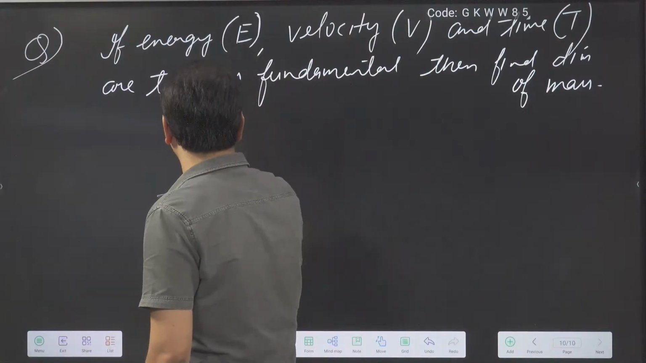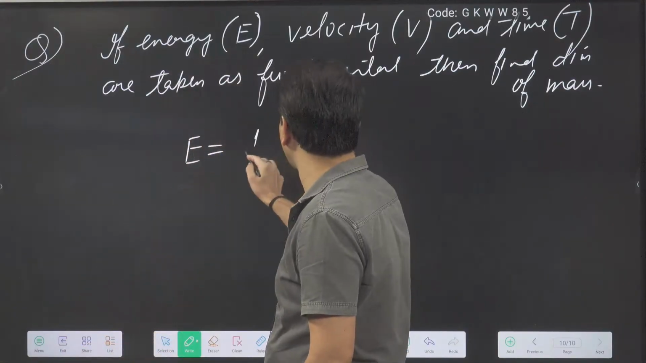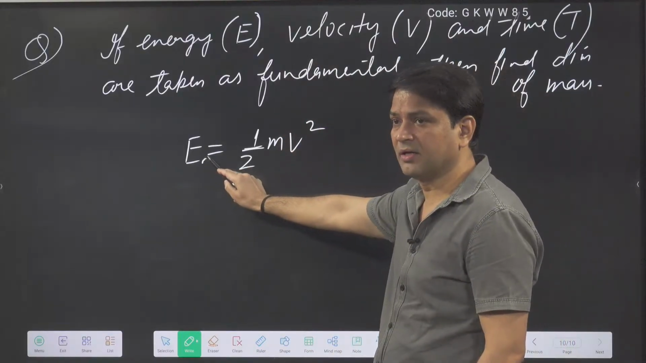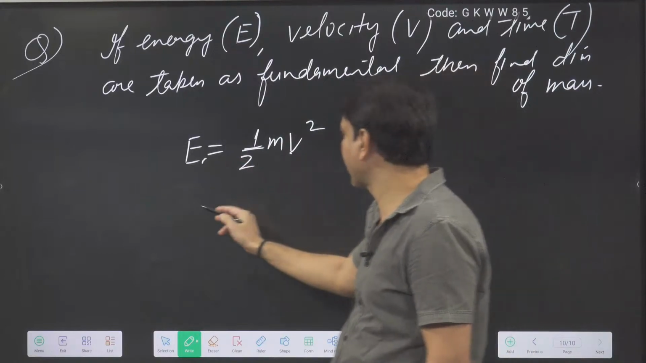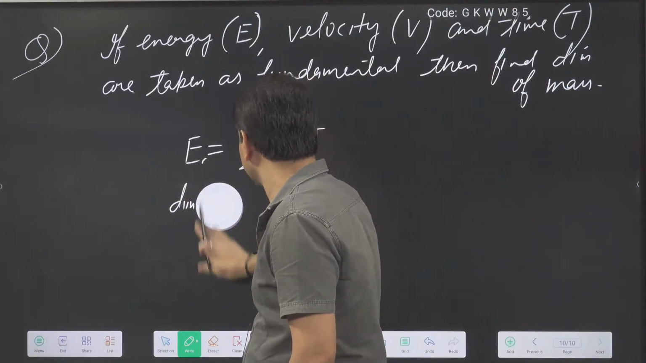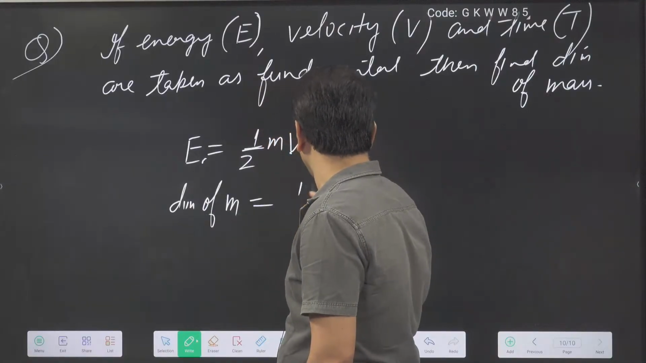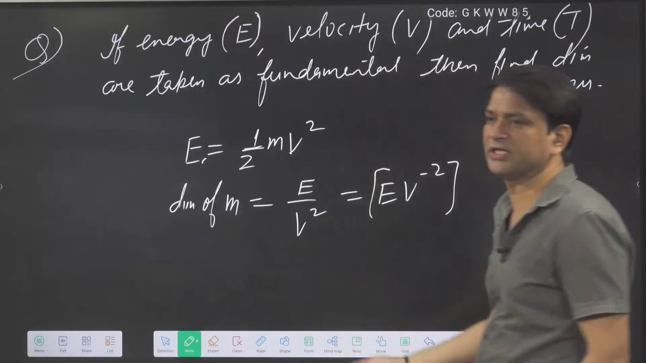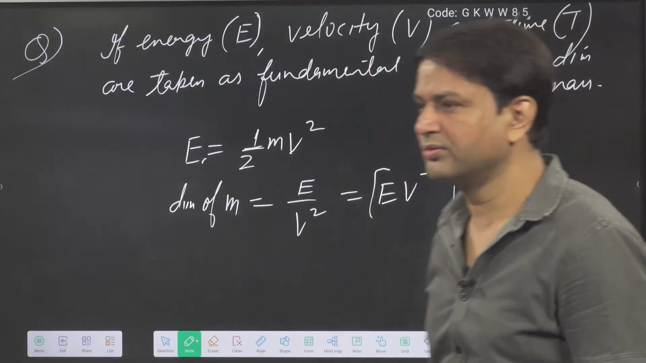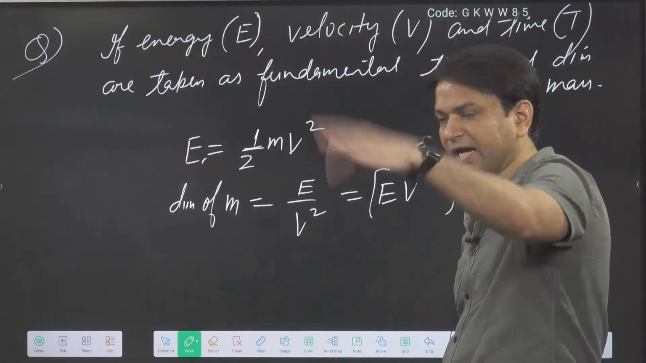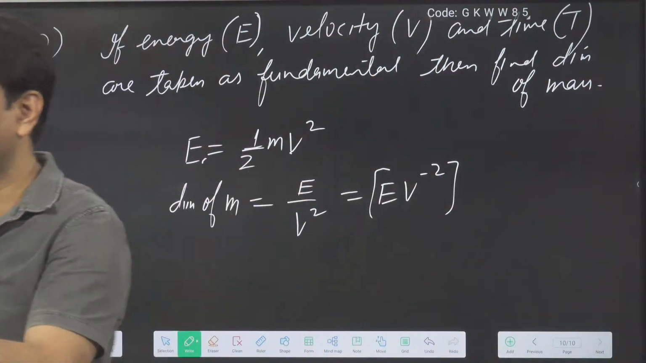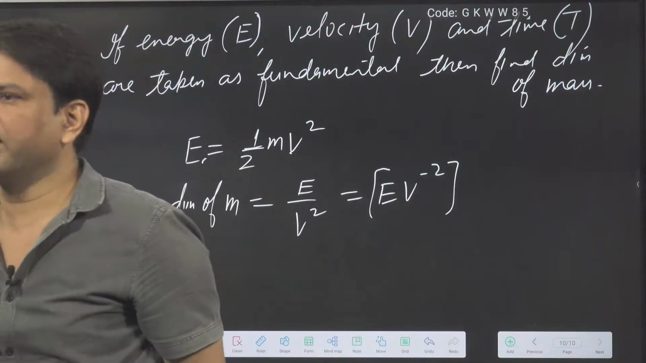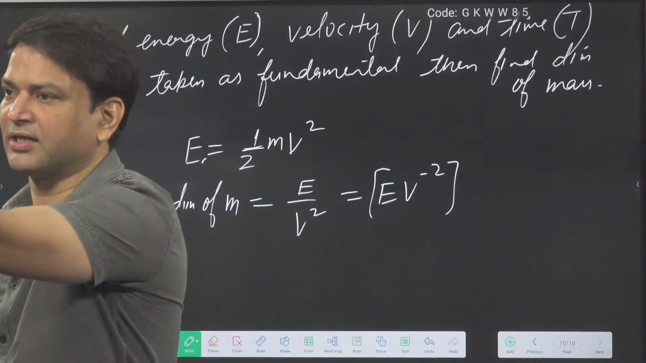So if I am writing the kinetic energy, energy is equal to half mv square. Then now E is fundamental, V is fundamental. Then what is the dimension of M? Dimension of M, I can say E by V square, or I can say E V minus 2. Now E is fundamental, V is fundamental, then the answer you got is EV minus 2. So without finding any dimension, directly you got it, because ultimately mass I have to write in terms of fundamental quantities. What are the fundamental? E, V, T. Then directly I am able to write the mass in terms of E and V.